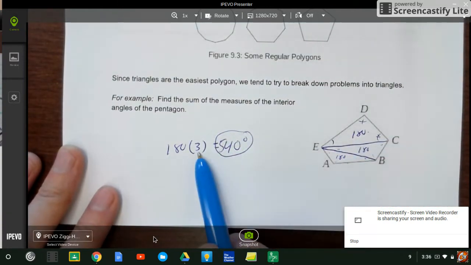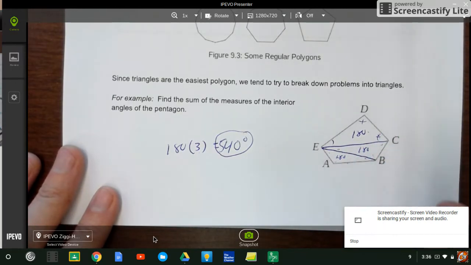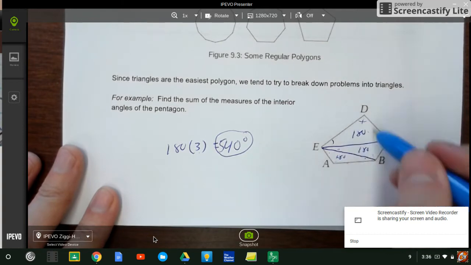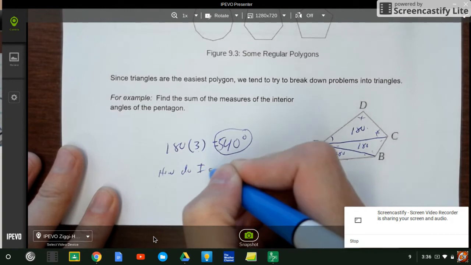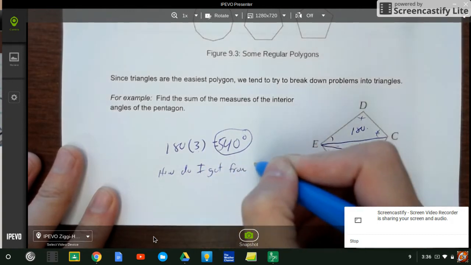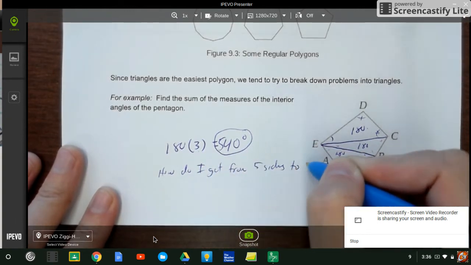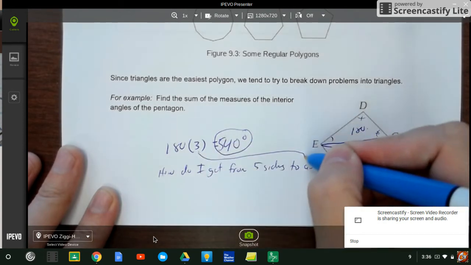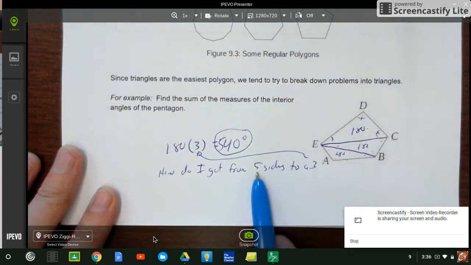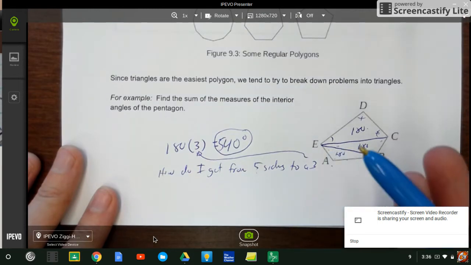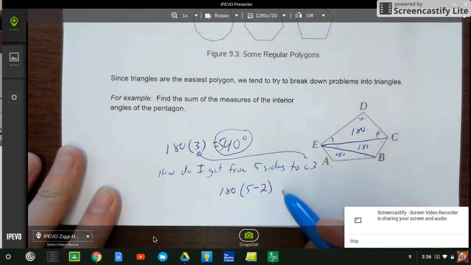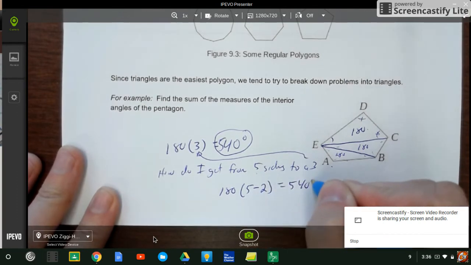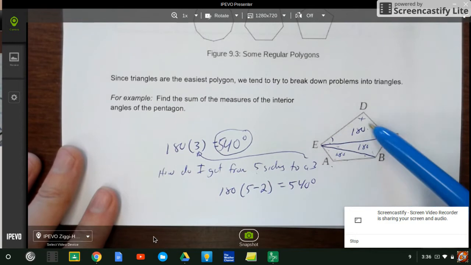Okay, now why 3? Well, there's 3 triangles. Yeah, but how can I get that without having to draw triangles in there? Well, let's see. We know this thing had 5 sides. How do I get from 5 sides to a 3 in this position? Well, how would you go from 5 to 3? Subtract 2. If I do 180 times 5 minus 2, well, that should give me my 540 degrees. And that's the sum of these angles.